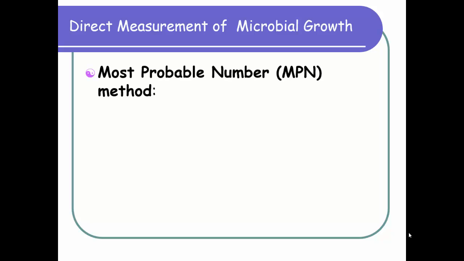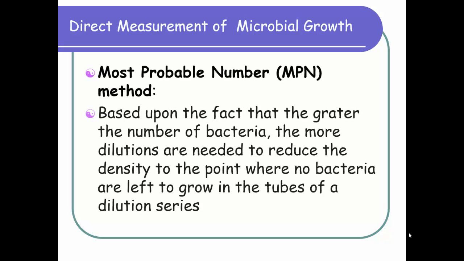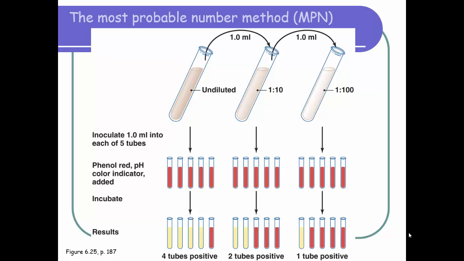The most probable number method is based upon the fact that the greater the number of bacteria, the more dilutions are needed to reduce the density to the point where no bacteria are left to grow in the tubes of a series dilution. So we do an undiluted, a 1 to 10, and a 1 to 100 dilution. We will then inoculate 5 tubes from each of the dilutions and let them grow.